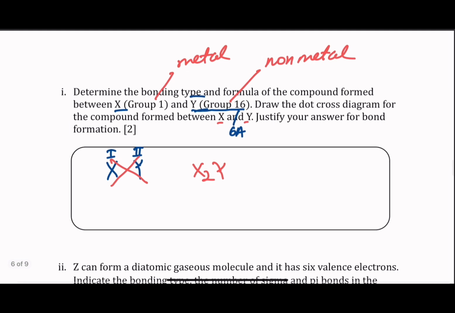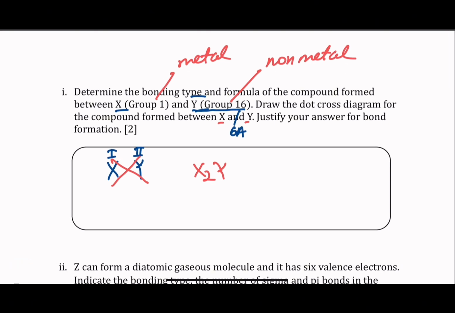And then it says draw the dot cross diagram. So because it's an ionic bonding, I have 2 of the X's, so I'm going to put X in here and I will put Y into the middle, and I put X in here as well.